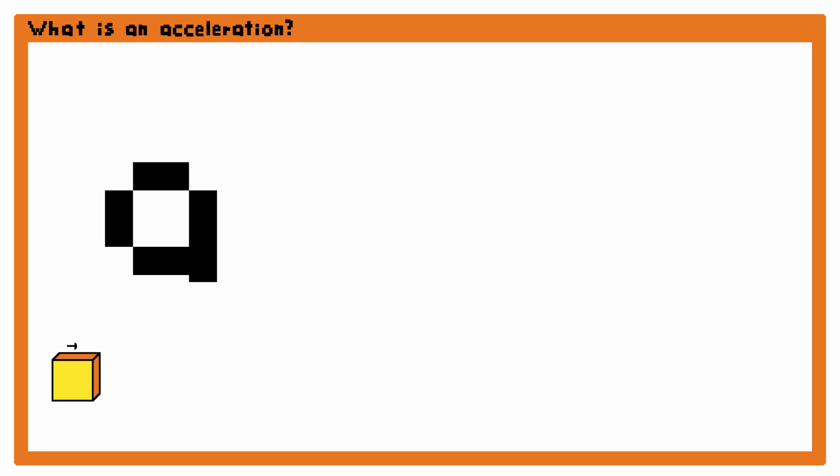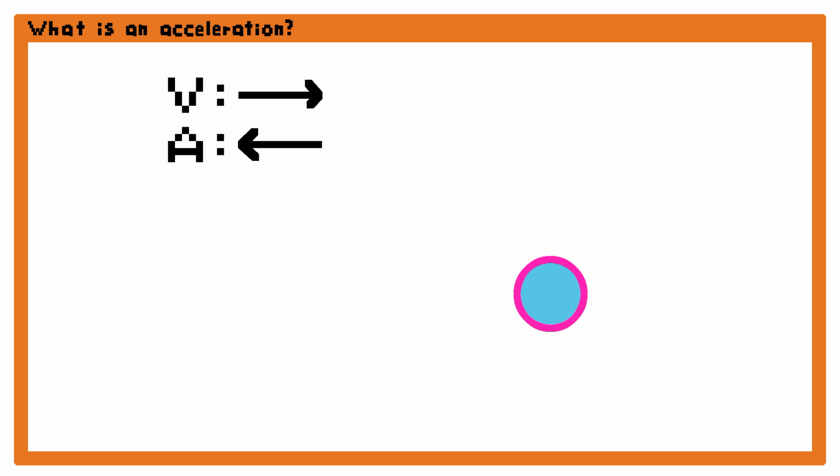Another note is the difference between acceleration and deceleration. If an object has a velocity in one direction and an acceleration in the opposite direction, then the speed will decrease and the object is decelerating. If the velocity and acceleration are both in the same direction, then the speed will increase and the object is accelerating.